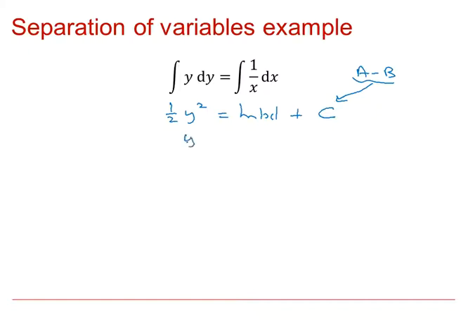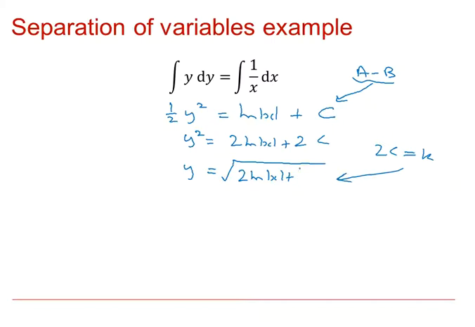If we multiply through by 2, we can start to tidy things up a little bit. And if we square rooted, we get y is the square root of 2 ln mod x plus, and I can replace 2c if I wanted to with a new constant called k. So this is our general solution because it contains one arbitrary constant k.